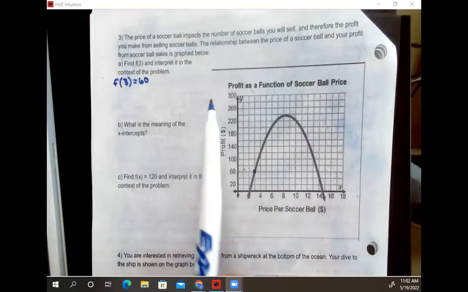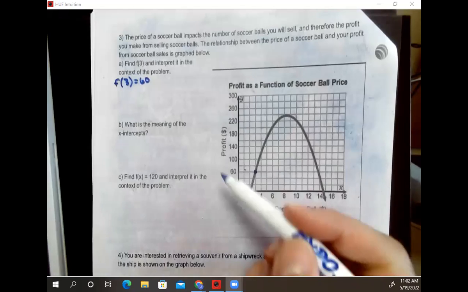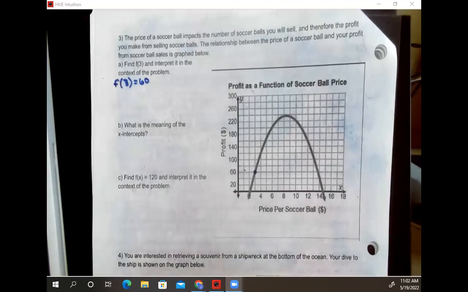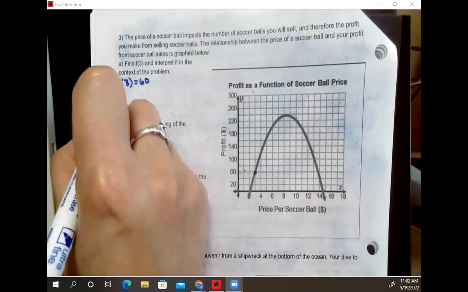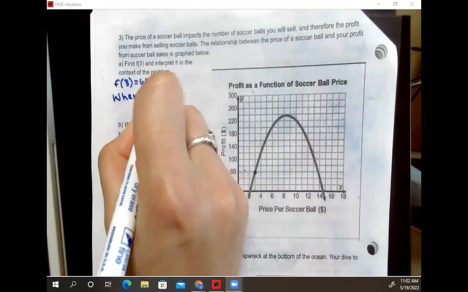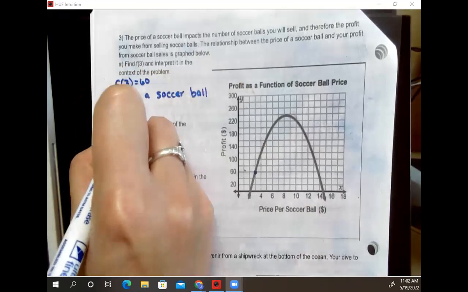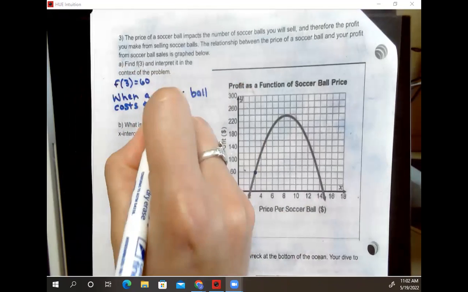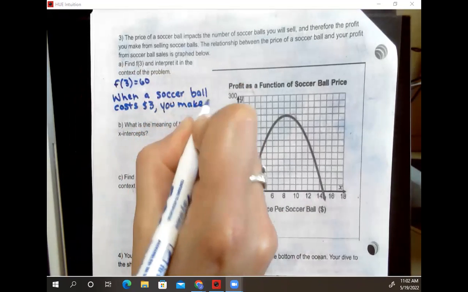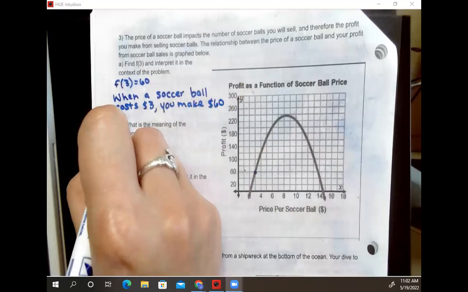Now, the context of our problem is about the price of a soccer ball versus the profit that we make. So this would mean what? F of 3 equals 60. What does that mean in the context of my problem? $3 is the price of my soccer ball. And then how about the 60 part of it? When a soccer ball costs $3, you make $60 in profit.